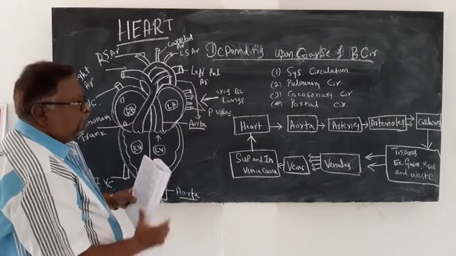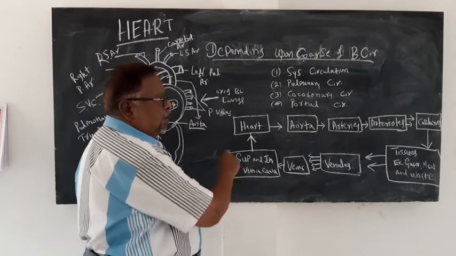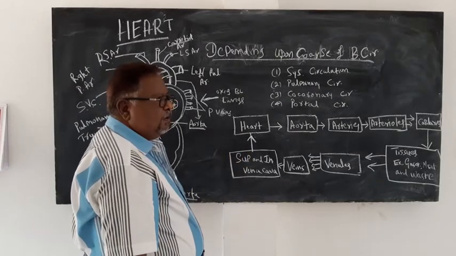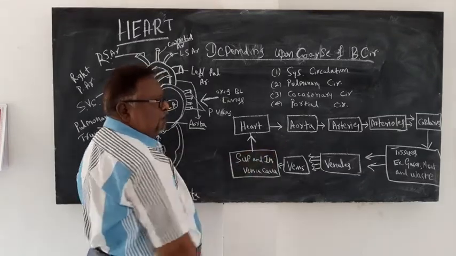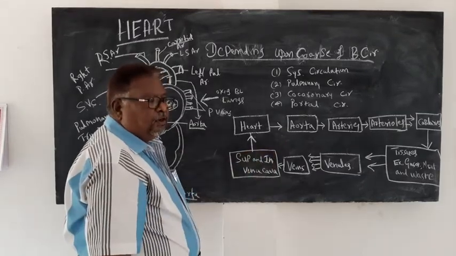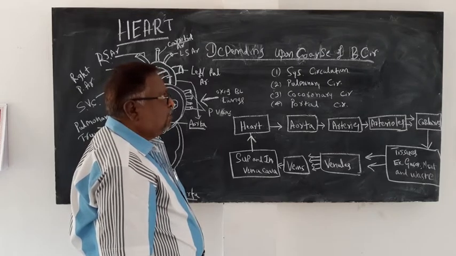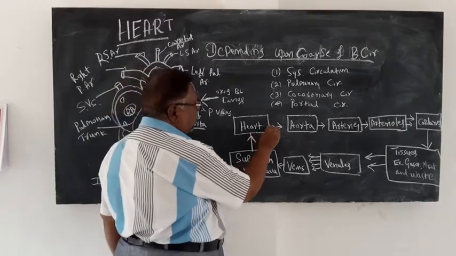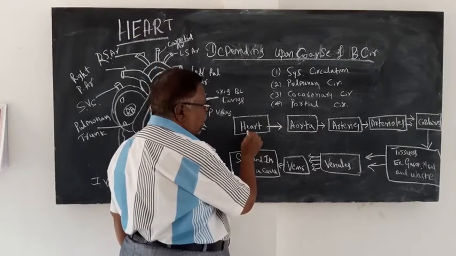Now this is described again. Once again I will describe this one by the chart. You must remember this chart. This is very important, in which you can see the complete circulation, that is the systemic circulation. From the heart, the aorta takes the blood, pure blood.